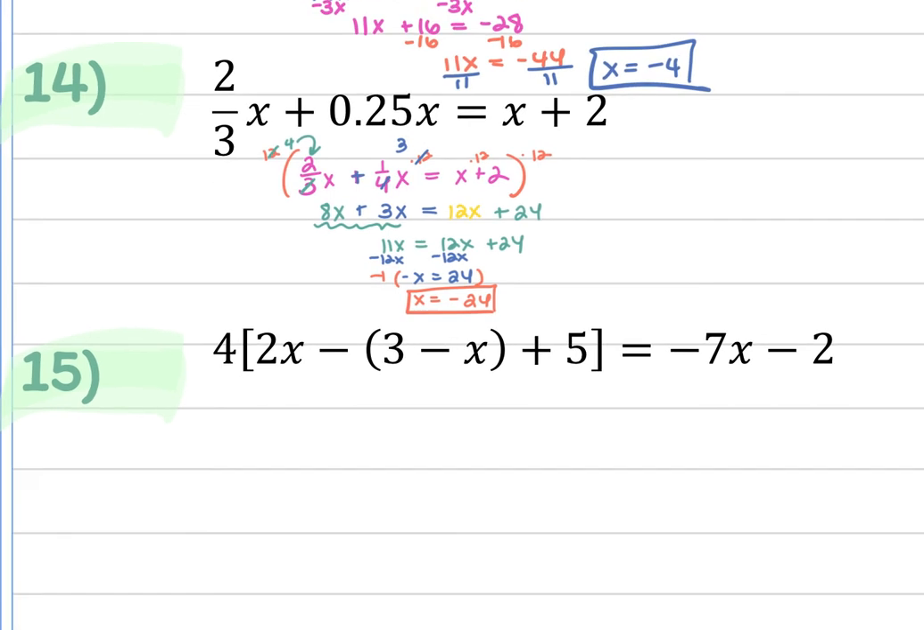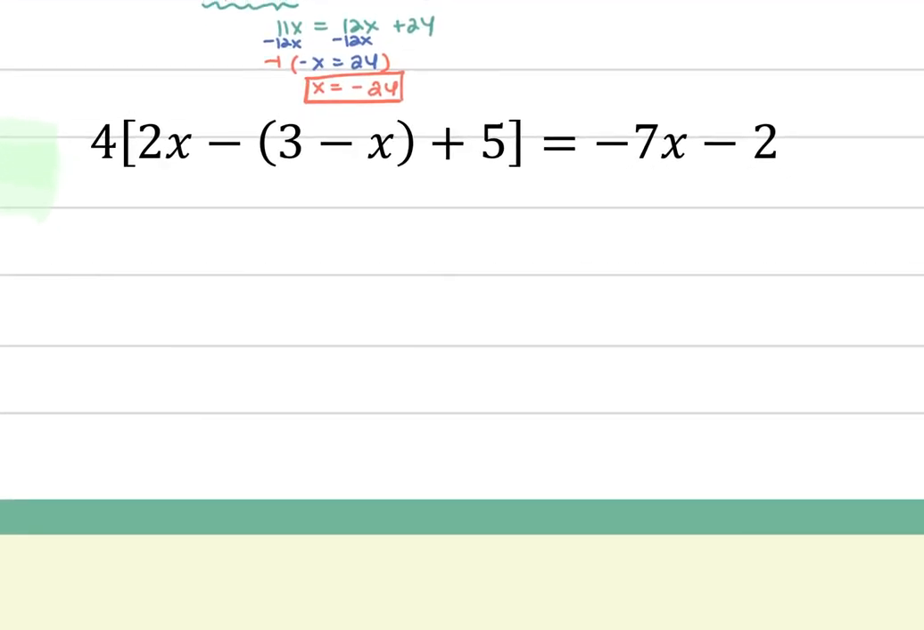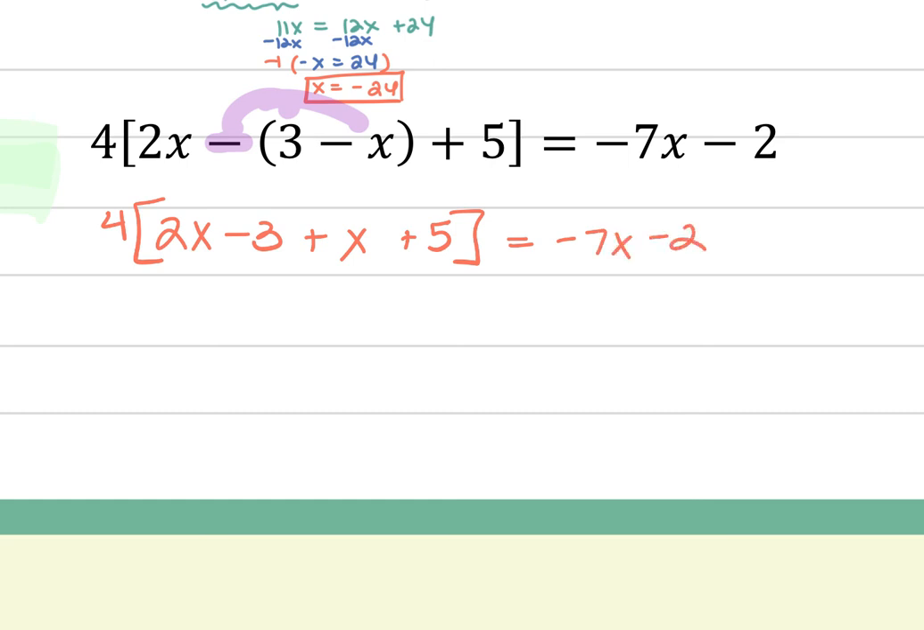All right, when you look at 15, there's like brackets and parentheses going on, so you got to be really careful with these, okay? So I would start with the innermost parentheses and distributing this minus to those. So I'm going to rewrite. The 4 stays on the front. It would be 2x minus 3 plus x, because that negative goes to both, plus 5 inside the brackets equals negative 7x minus 2.